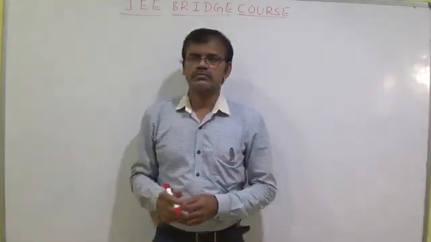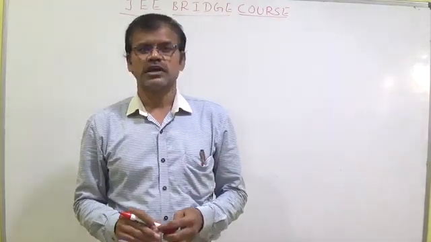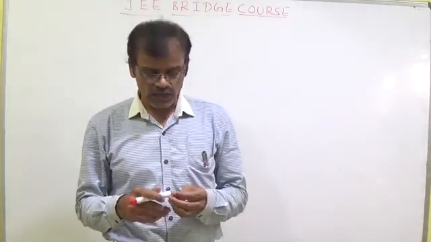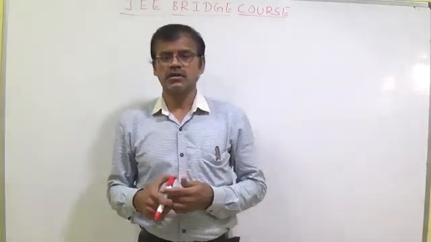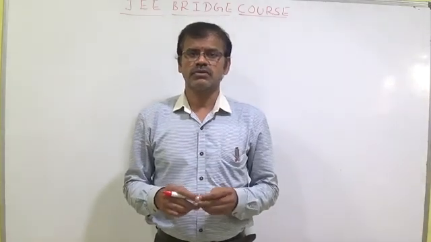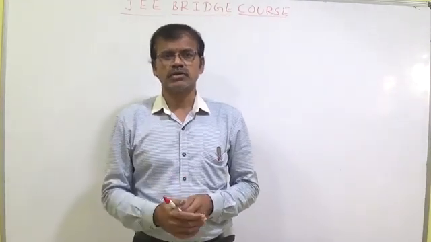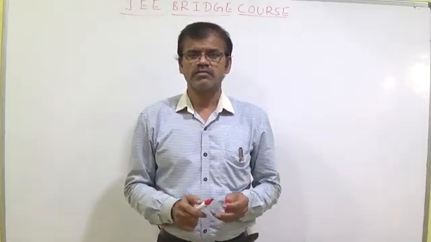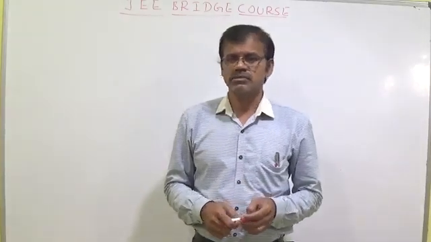In the bridge course program, we are discussing the slope and equation of straight line, and various forms we have discussed. In yesterday's class, we discussed the equation of a straight line passing through the origin and having slope m, and the equation of a straight line passing through a given point x1, y1 and having slope m, which is y minus y1 is equal to m into x minus x1, and the equation of a straight line having slope m and y-intercept c, which is y equal to mx plus c.